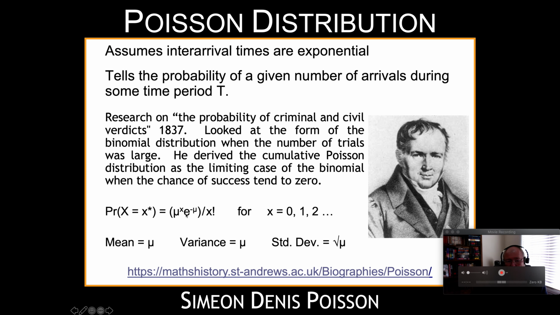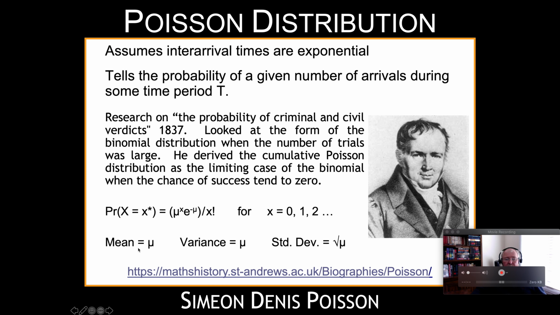Note that I could write this another way if you don't like negative exponents. You could write this as mu to the x divided by, and then on the bottom of the fraction you would have e to the positive mu times x factorial. The mean of the Poisson distribution is mu, the variance is mu, the standard deviation is square root of mu.